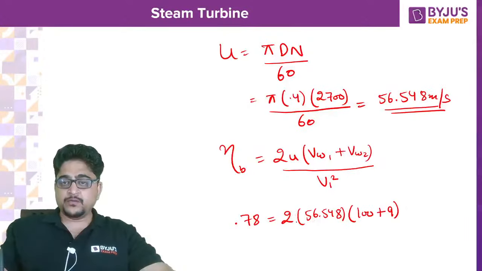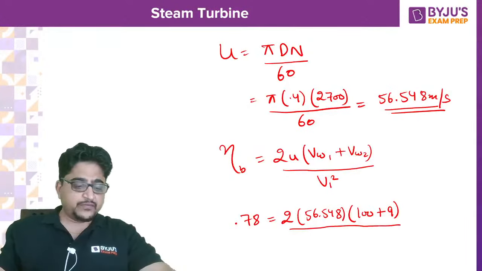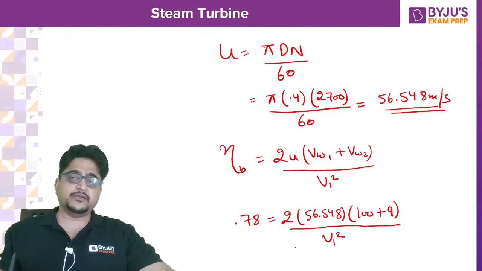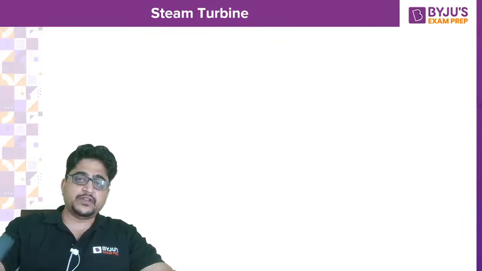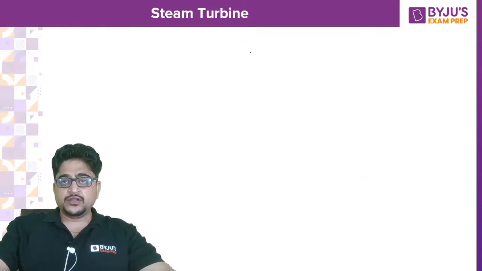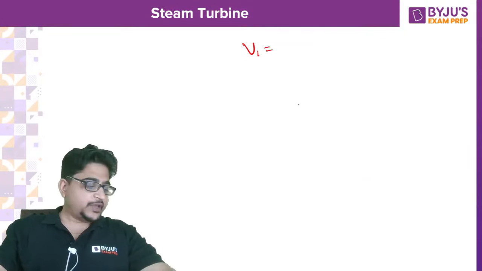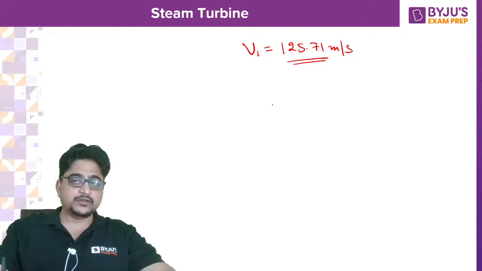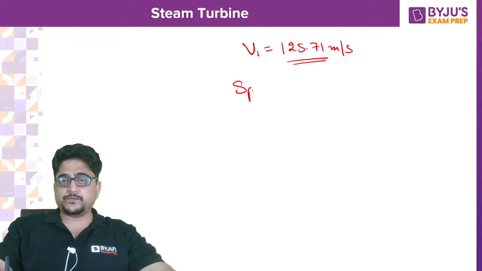Divided by V1 square. Anyone with the value of V1? So the value of V1 is coming as 125.71 meter per second. This is the value of V1. So we got the value of u, we got the value of V1.